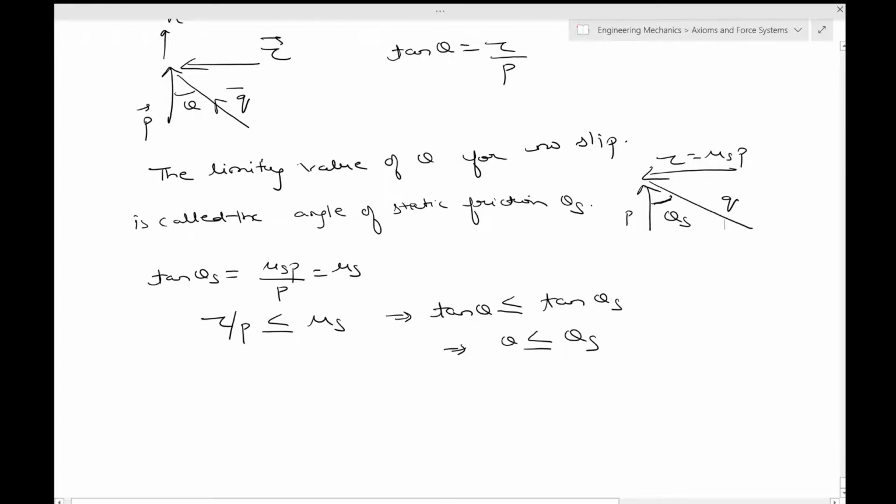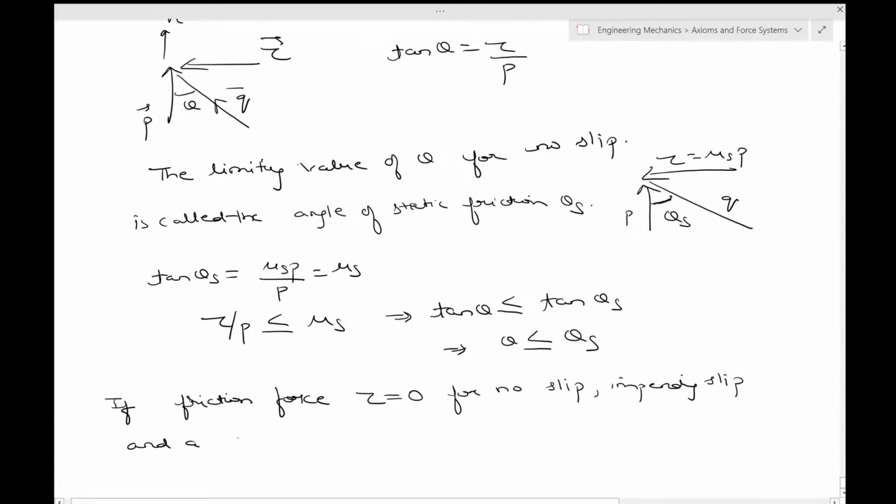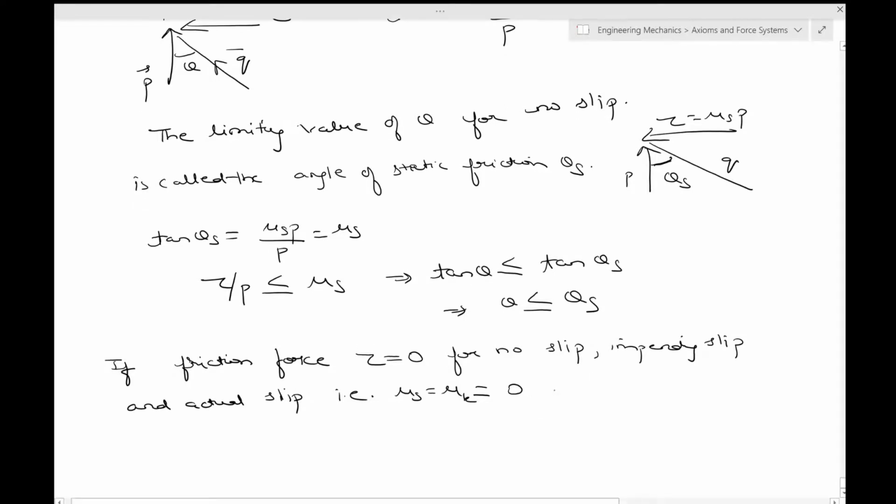So if you have a friction force tau equal to 0 for no slip, impending slip and actual slip, that is mu s is equal to mu k is equal to 0, then the contact between these two bodies is defined as perfectly smooth.